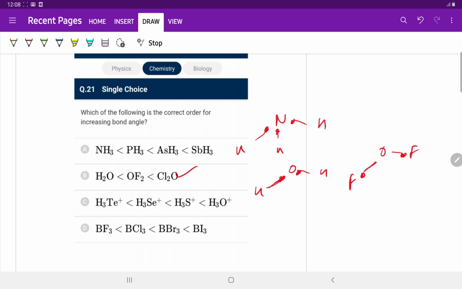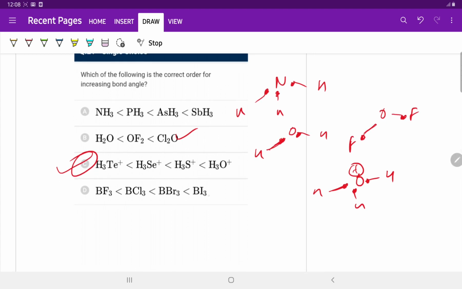H2Te, H2Se, H2S and H3O plus. I think this statement is correct. This is the correct order for bond angle. In H3O plus, oxygen is tetrahedral, and due to the positive charge the electronegativity of the oxygen atom increases and electron density is shifted towards oxygen, hence the bond angle increases. And on moving in a group from top to bottom, the electronegativity of any atom decreases. So option C order is correct.